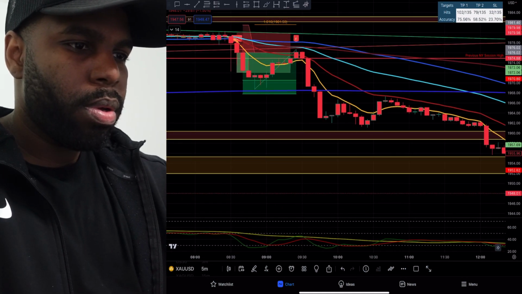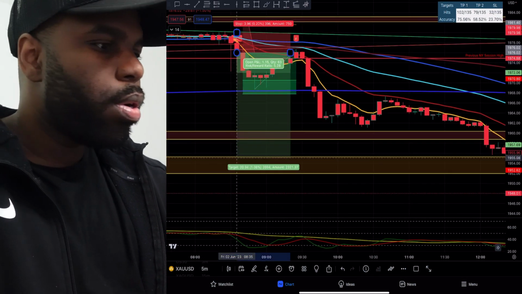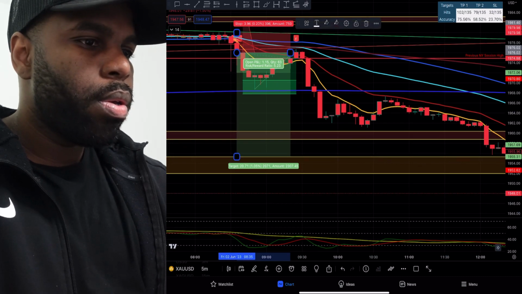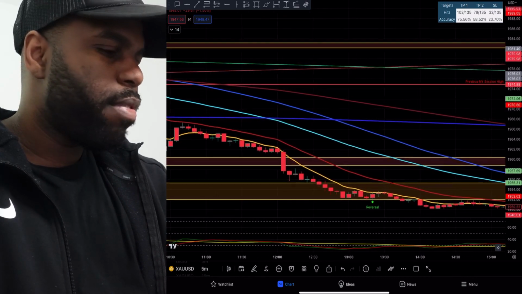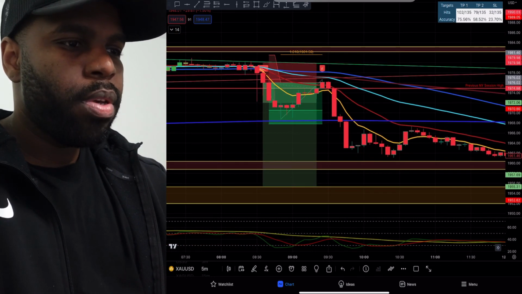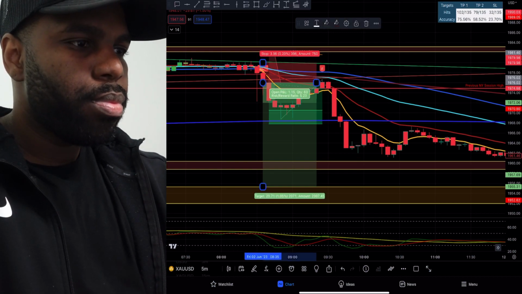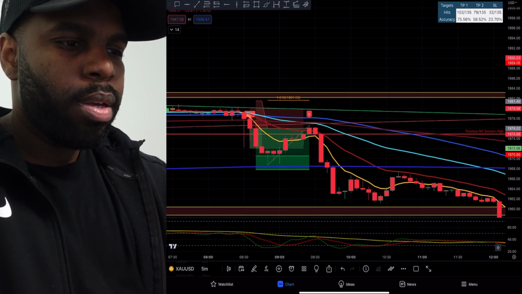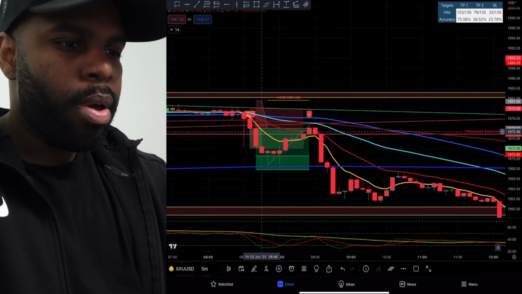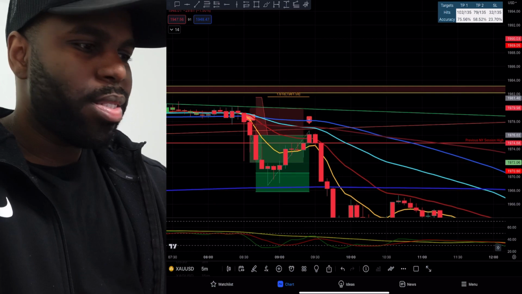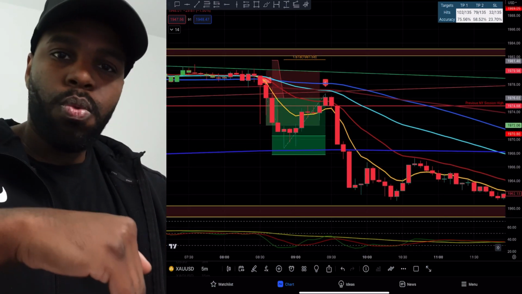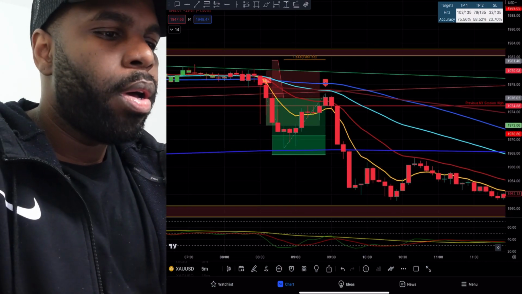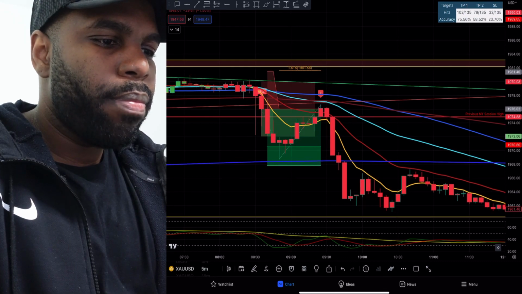So you could have caught all that. Remember, that's like a 4R, 5R trade right there. You could have got in anywhere right there, anywhere in this area. But we all know the price is not always going to go down in one line. No. So I rode it all the way down here, right?